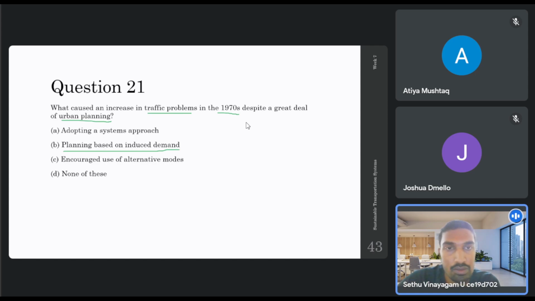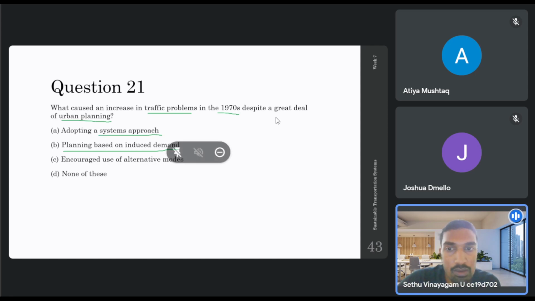Right? So this is only going to worsen the situation, right? So you're expecting something, you're providing the solution, but that itself is going to increase the problems, right? So that was the approach that was adopted, planning based on the induced demand.